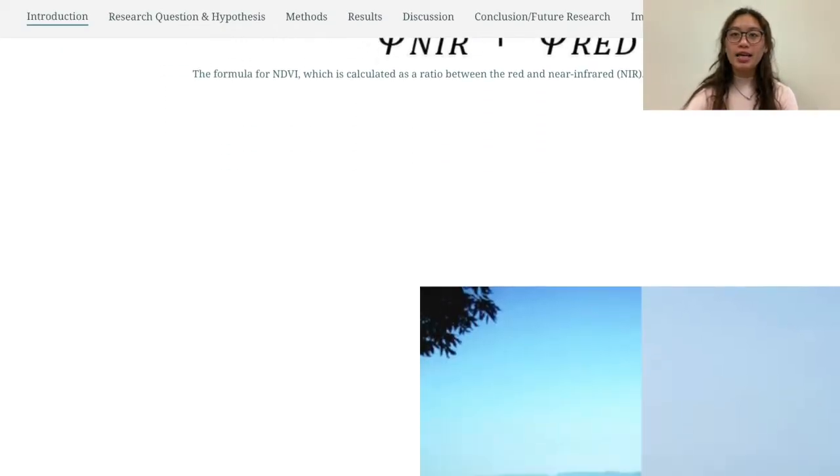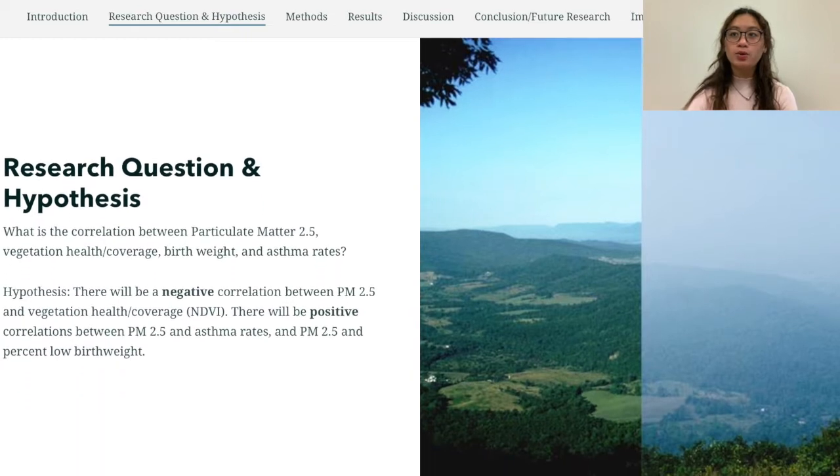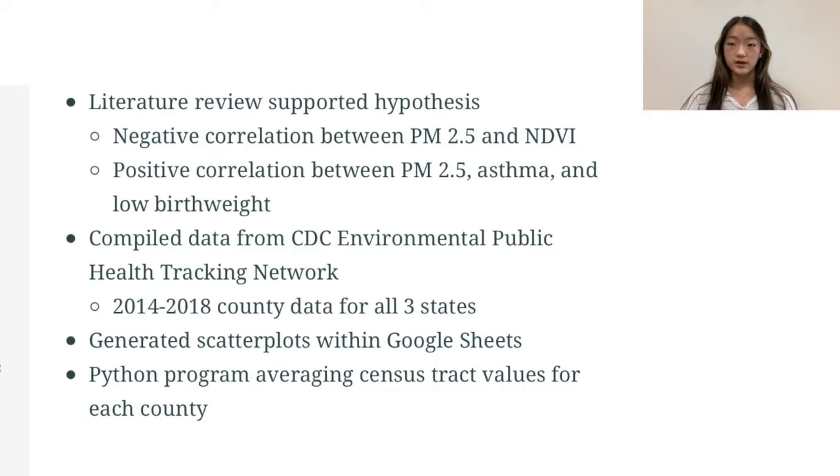We hypothesized that there would be a negative correlation between PM 2.5 levels and NDVI, as well as positive correlations between PM 2.5 levels, asthma rates, and percent low birth weight for all three states. We first examined literature relating each of our factors and PM 2.5 particles to familiarize ourselves with the topic before finding our own correlations. For asthma and low birth weight, there was a positive correlation to PM 2.5, and for NDVI, there was a negative correlation for each of our three states.